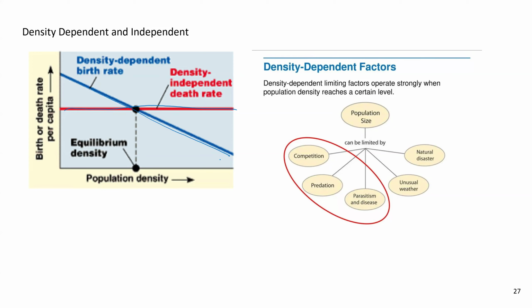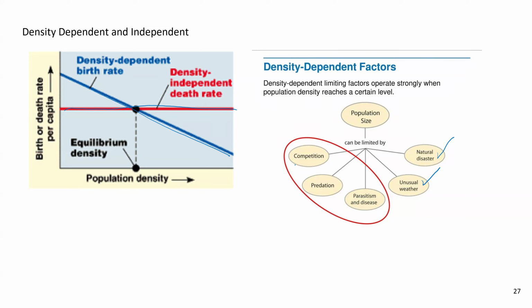So here we go. Density dependent limiting factors operate strongly when population density reaches a certain level. These would be density independent because a natural disaster, if it takes out 30% of your population, it doesn't matter if it's 100 organisms or 1,000 organisms, it's still going to be 30%. Same thing with unusual weather.